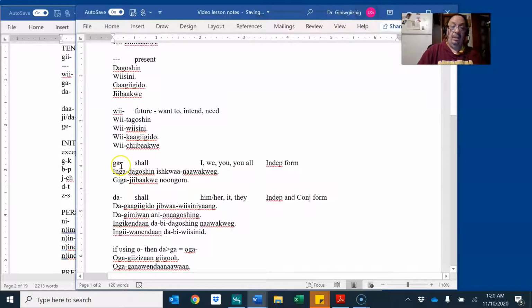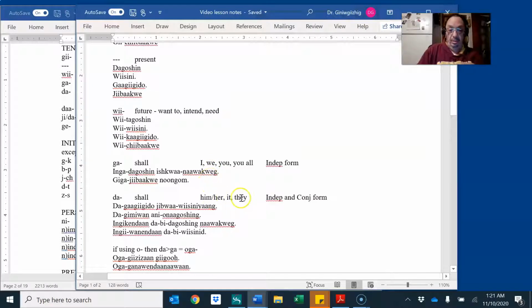I don't have to keep saying it. Ga means shall, without a doubt. I wrote it in my calendar; I shall be there, without a doubt. Strong future, ga: ingadagoshin, I shall arrive. Ishkwa nawakweg, after lunch, or afternoon. You shall cook today: giga shall. It's your turn on the chores calendar list. Notice ga is used for I, we, you, you all. That's first and second person, singular and plural.